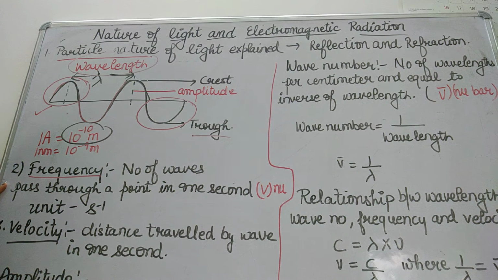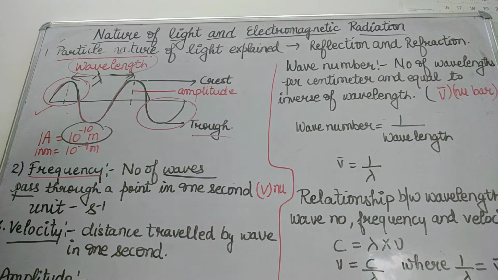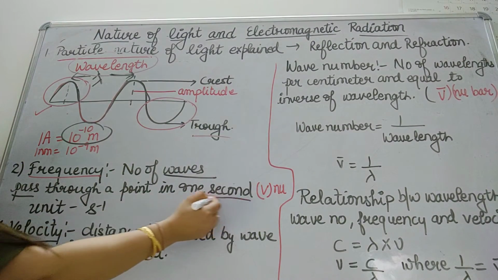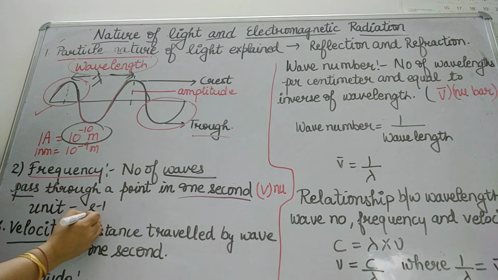Then the second property of wave motion is frequency. What is frequency? The number of waves which pass through a given point in 1 second. In 1 second, how many waves will pass through a point? This is termed as frequency, and its unit is per second. Actually, it is inversely proportional to time.